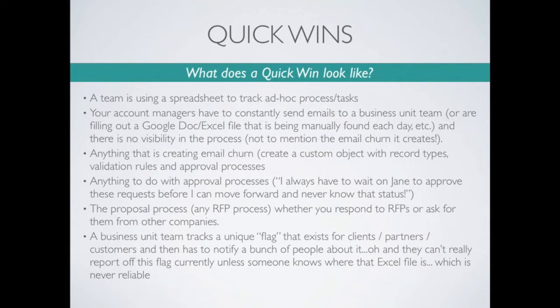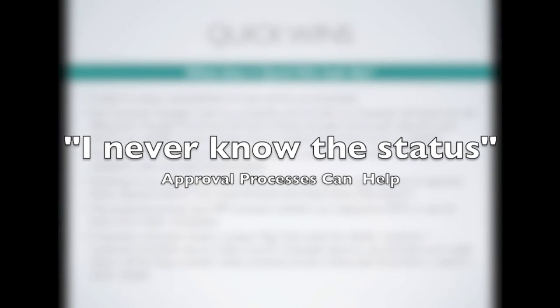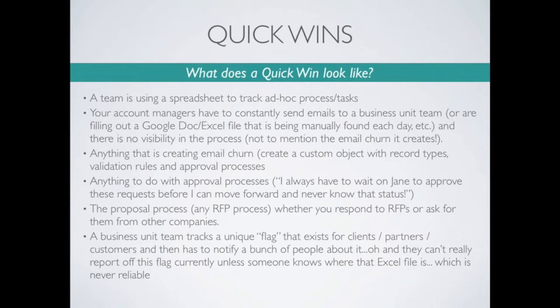But basically what this gives you is some more in-depth examples. So for example, for an approval process, when you're having your conversations with people, you might hear somebody say, I always have to wait on Jane to approve these requests before I can move forward and never know the status. I'm always looking through my email and trying to find when I last sent her an email so that I can follow up, and I have to remember to do that.